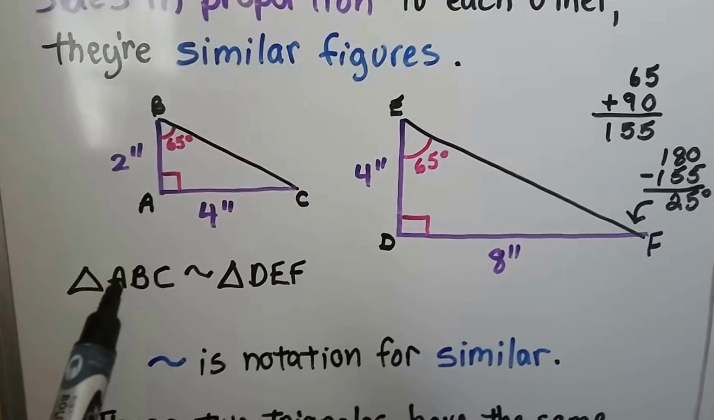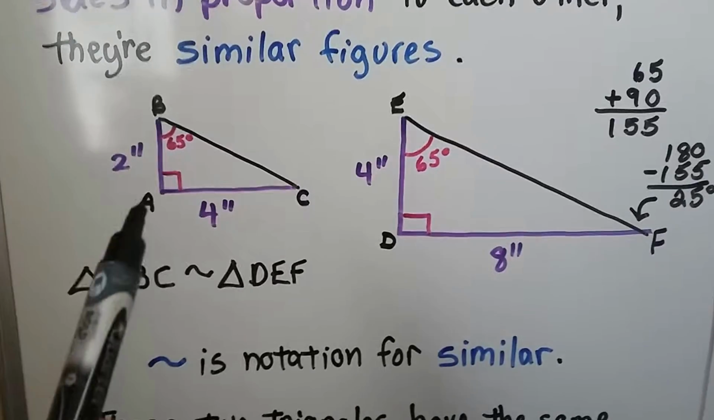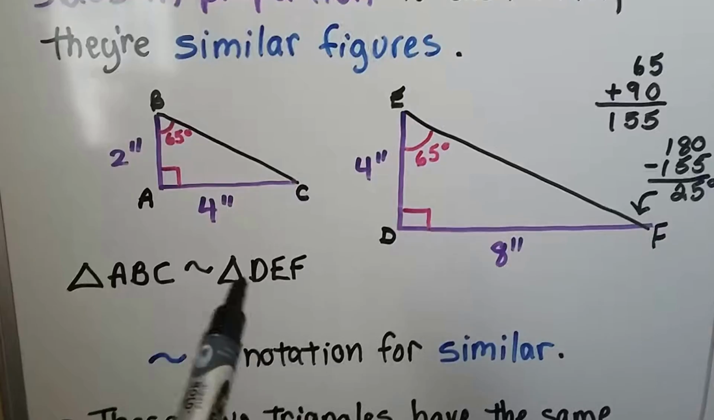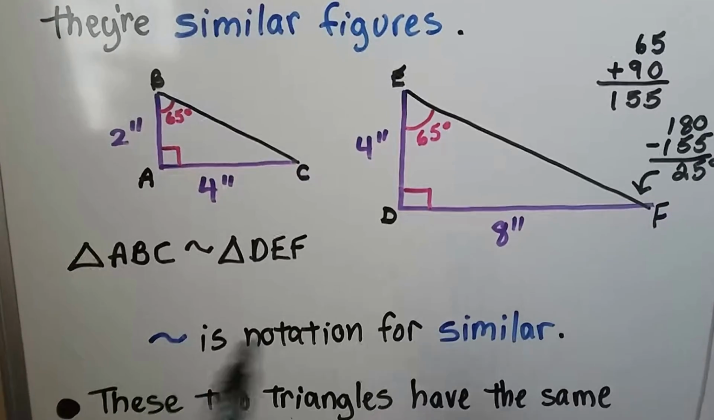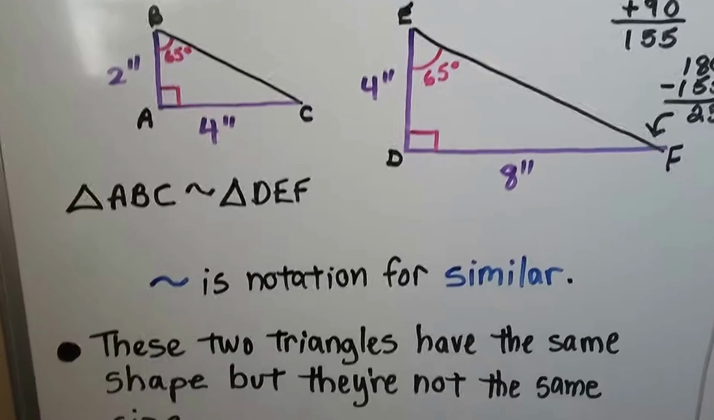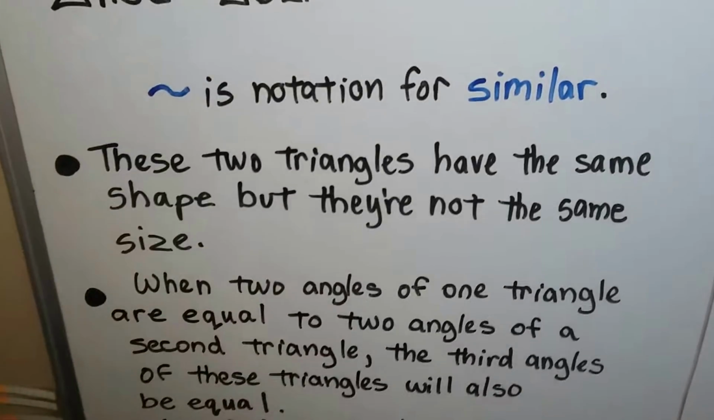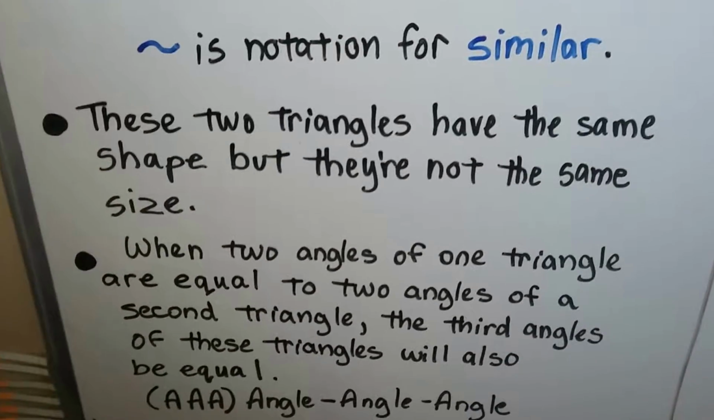And triangle ABC is similar to triangle DEF. And that's the notation for similar. These two triangles have the same shape, but they're not the same size.